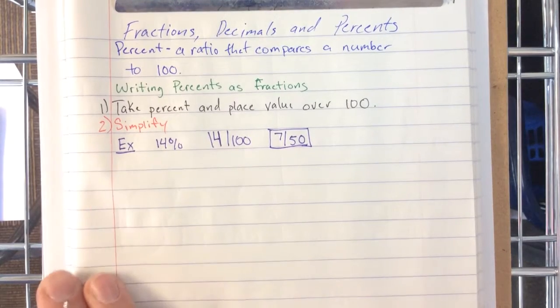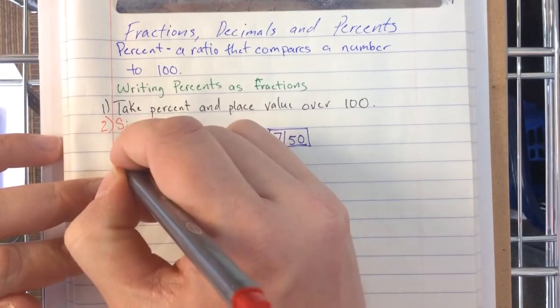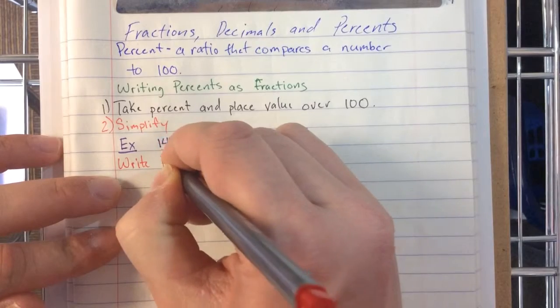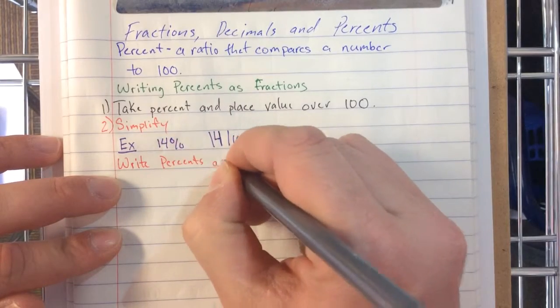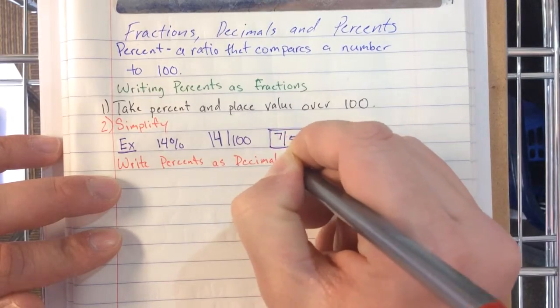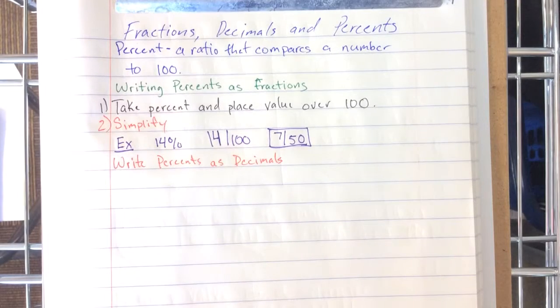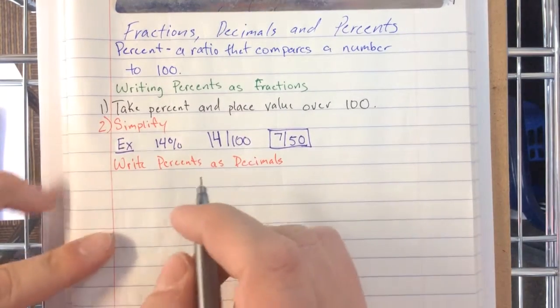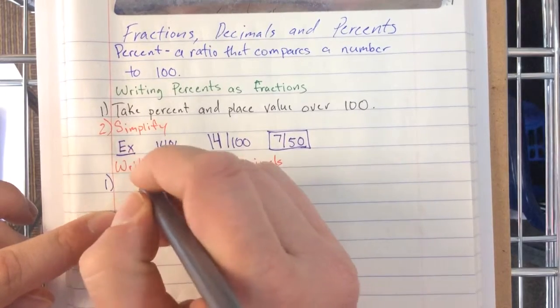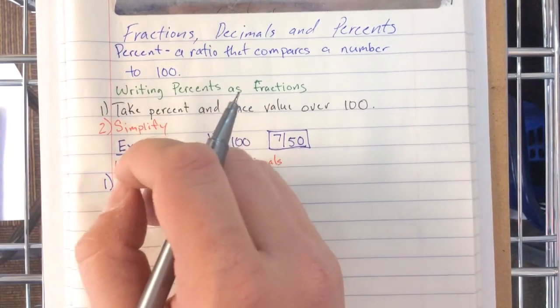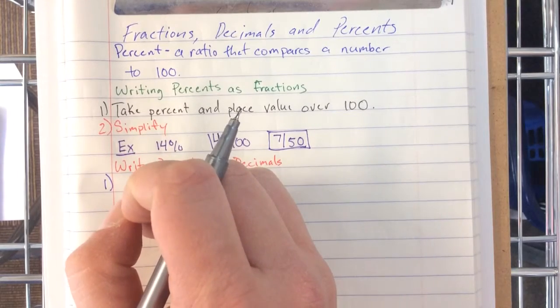So now we're going to write percents as decimals. To write percents as decimals, we will also have 2 steps, where we will take the value and place that number in the numerator of a fraction with 100 as denominator.